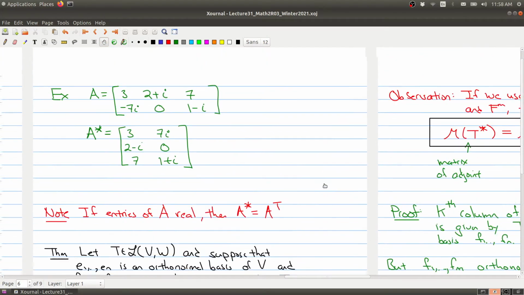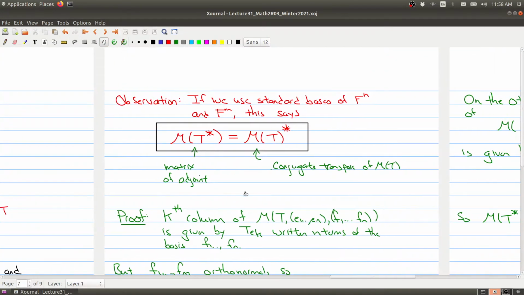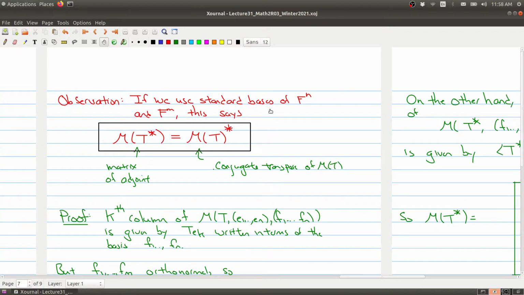Okay, so I've written this out in the special case. We've already talked about this. If we use the standard basis of Fn and Fm, really what this is saying is that if you had taken the matrix of your original map and then figured out the conjugate transpose of that matrix, what you're getting is the matrix of the adjoint.